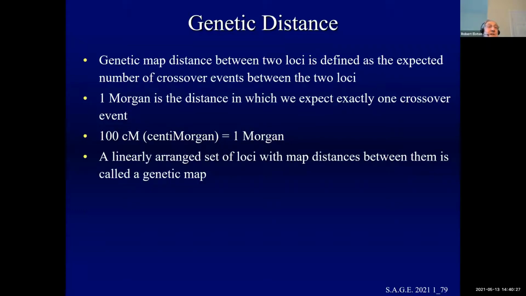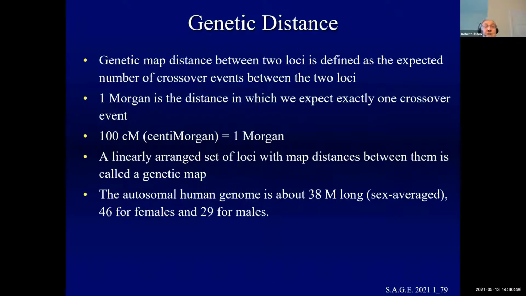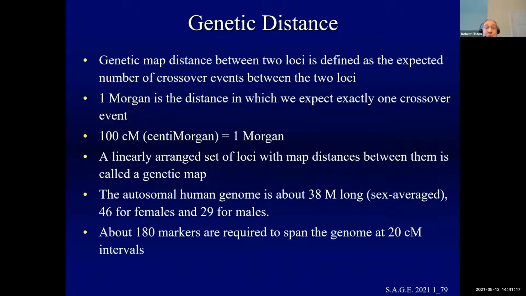So what is a map? A linearly arranged set of loci with map distances between them is called a genetic map. Remember, a genetic map is in Morgans, crossover events. What we see, though, are recombinations. The autosomal human genome is about 38 Morgans long, sex average, 46 for females and 29 for males. That's the latest information I can find. It seems to vary from year to year. But the whole point is, if you have about 180 markers spanning the genome at 20 centimorgan intervals, then you can span the whole genome by linkage analysis.